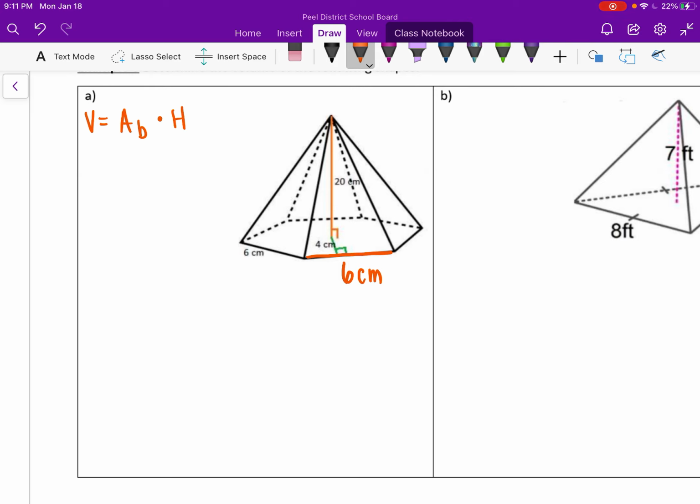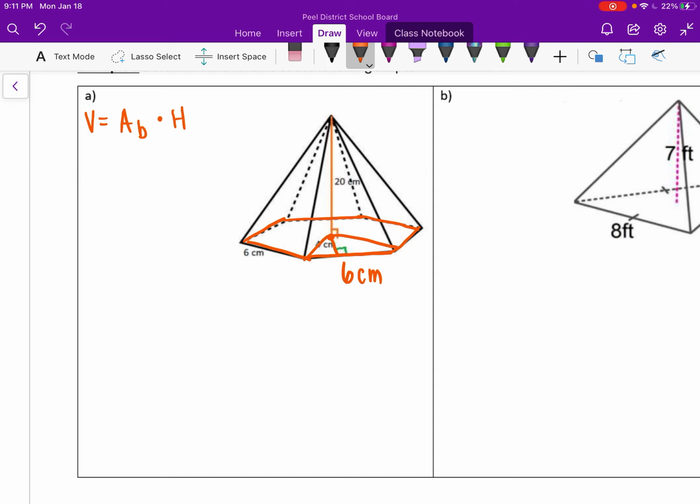Okay? I know that it's... how many sides does it have? 1, 2, 3, 4, 5, 6. I know it's a hexagon. And I know from the middle of this hexagon to the middle of the side is going to be 4 centimeters. So I'm looking at that.